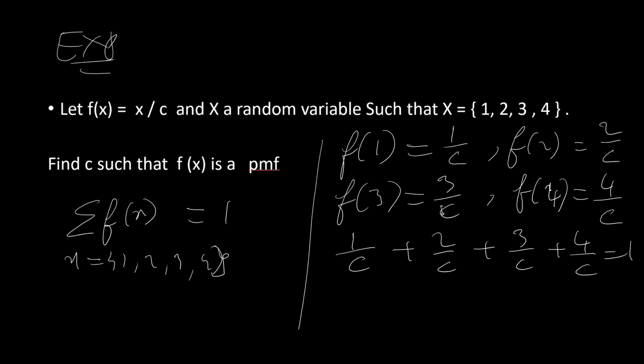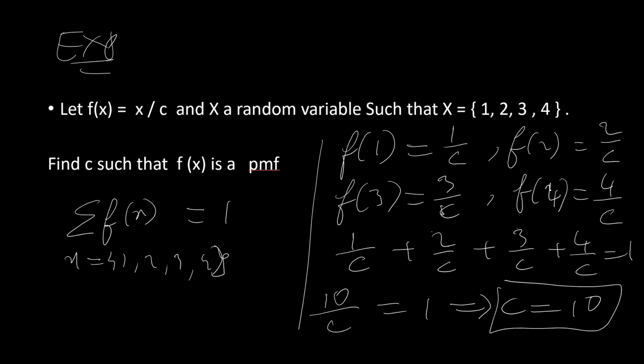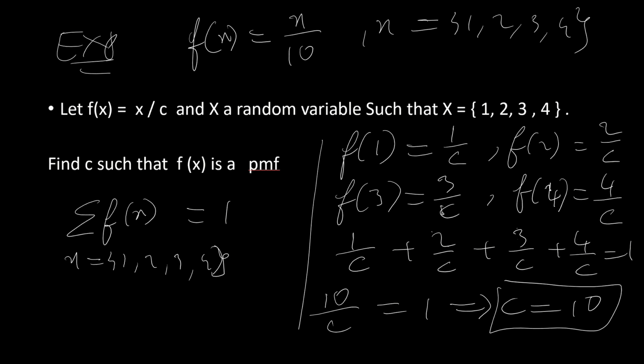So that means 4 plus 3 plus 2 plus 1 equal to c. And if you sum, this is 4, 5, 6, 7, 8, 9, 10. So this is going to be 10 over c equal to 1, which implies c equal to 10, right? So that's the value of the constant c, such that this is a probability mass function. Now you have f of x equal to x over 10, x equal to 1, 2, 3, 4. So these are the possible values of x. So that's the probability mass function that we found there.